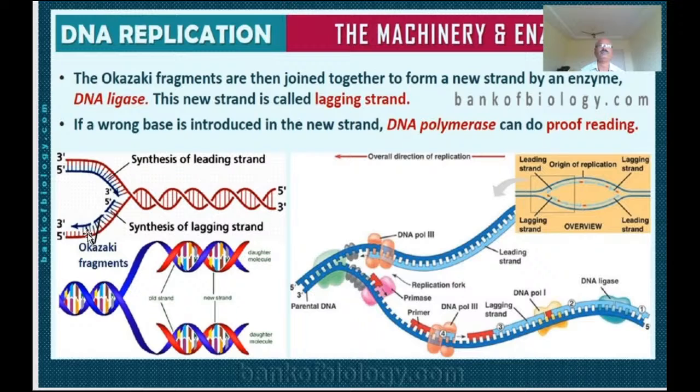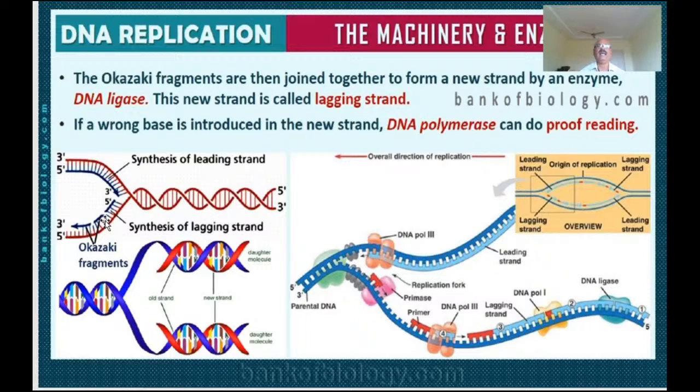The Okazaki fragments are then joined together to form a new strand by the enzyme DNA ligase. That means these small fragments of DNA join together and form one continuous strand with the help of the enzyme called DNA ligase. This new strand is called the lagging strand.